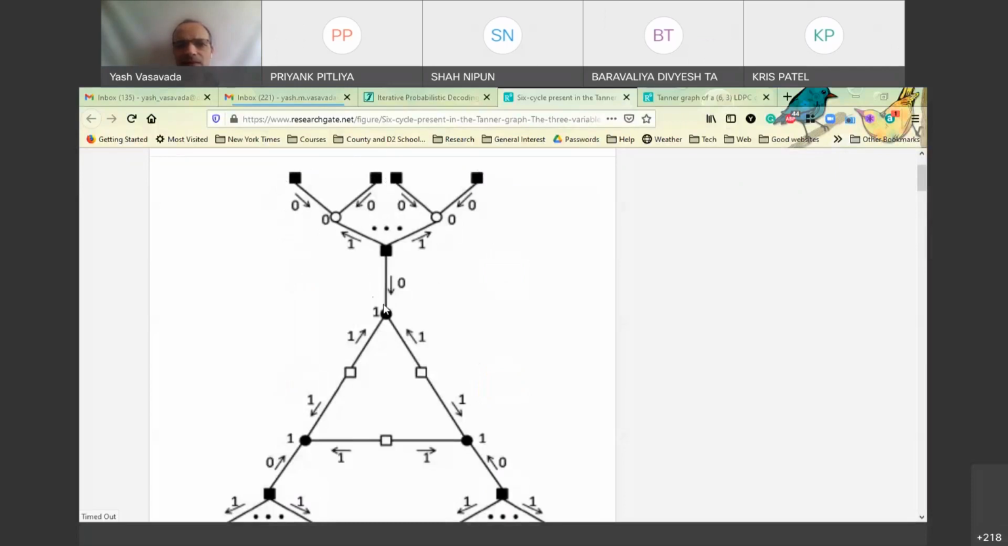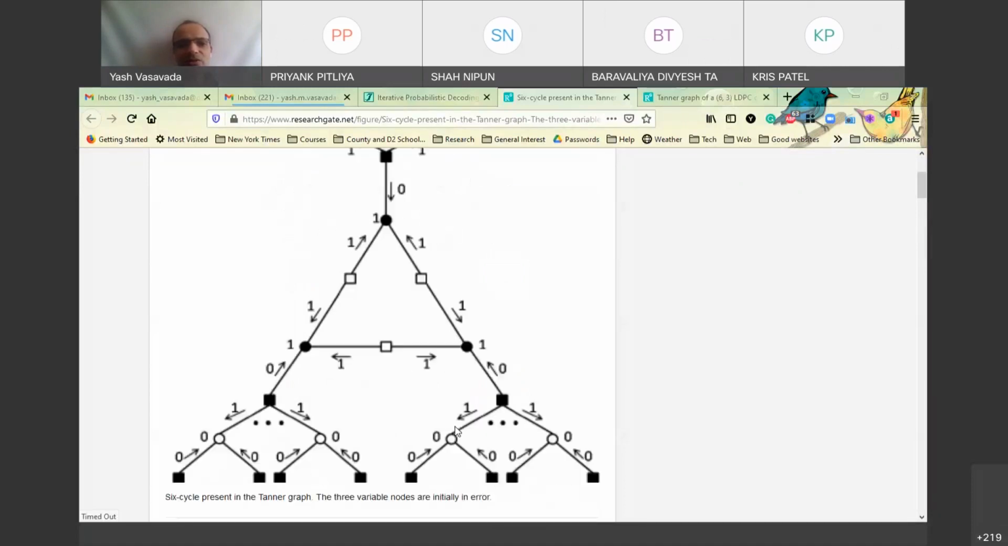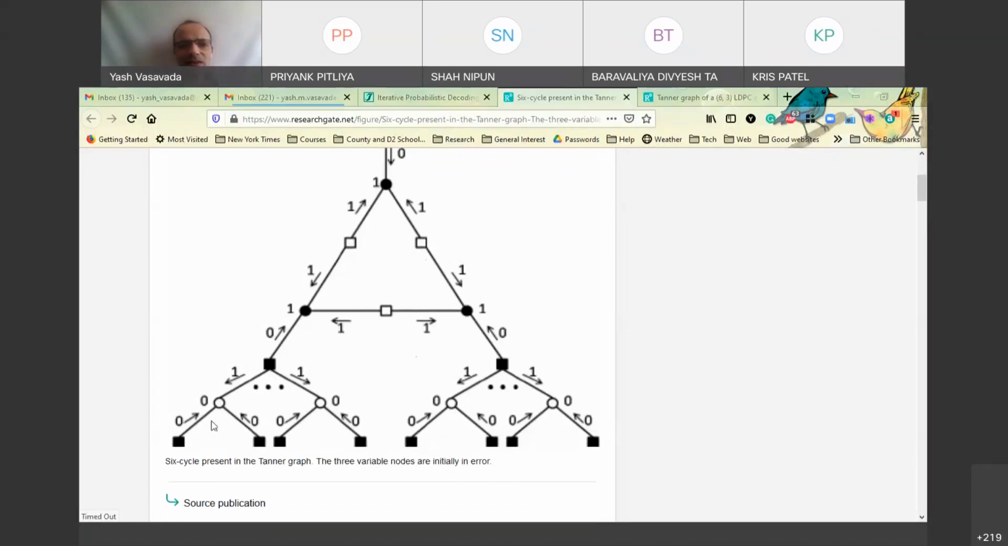But then the graph has been expanded out, where it is shown which check nodes this variable node is connected to. So it is connected to these three check nodes. And then these three check nodes in turn are connected to the corresponding variable nodes. And so it can go on like this. Okay, so actually the graph kind of expands.